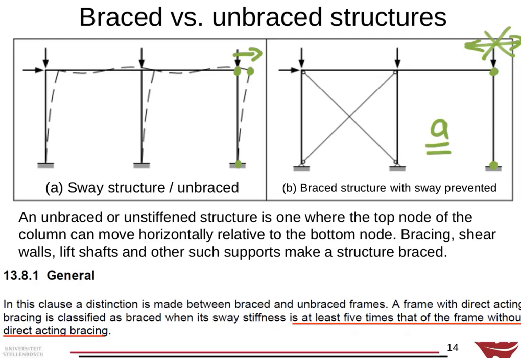So if you want to look at what is a definition of a braced structure, this comes from 13.8.1 in the code. In this clause, a distinction is made between braced and unbraced frames. A frame with direct acting bracing is classified as braced when its sway stiffness is at least 5 times that of a frame without direct bracing acting. So if you have the structure and you add a load and you see how far it deflects, then you add bracing and see how far it deflects. If the deflection is now 1/5 of what it used to be or less, then it's a braced structure. But we're going to cover that more in future lectures.